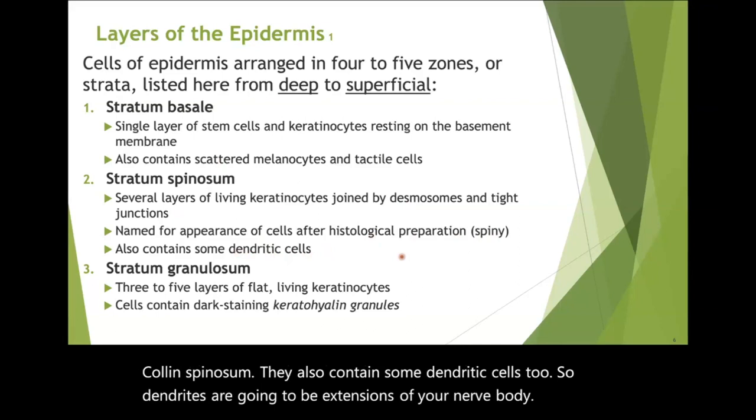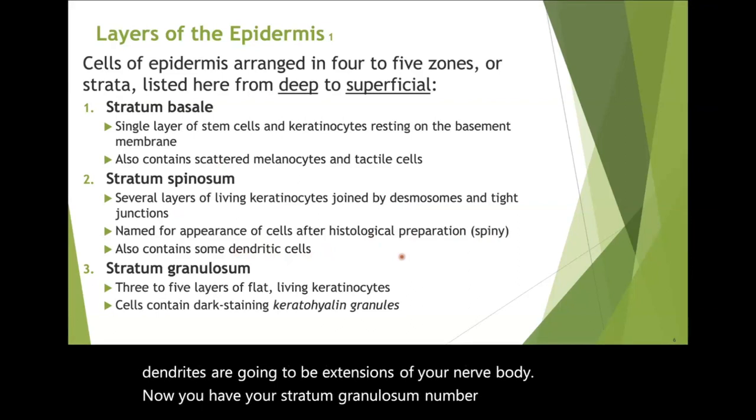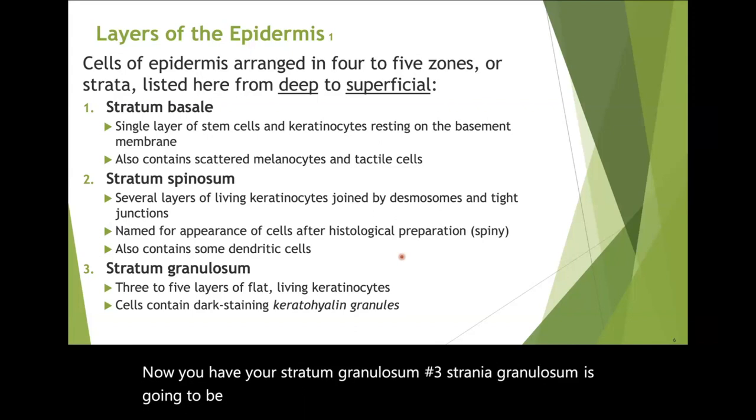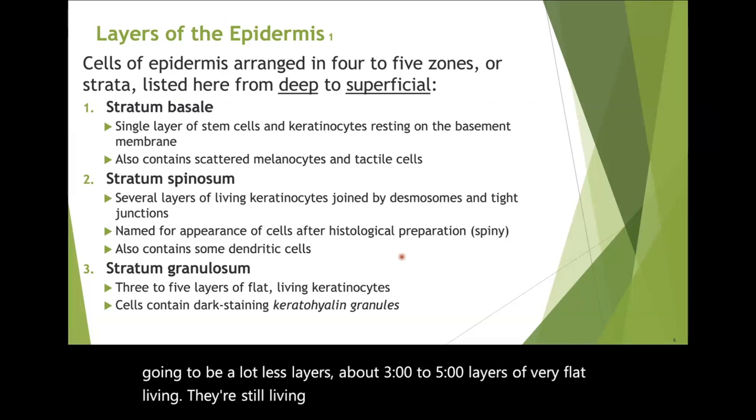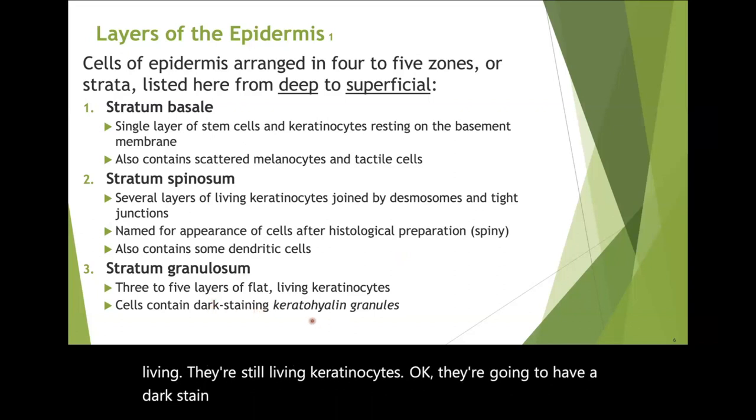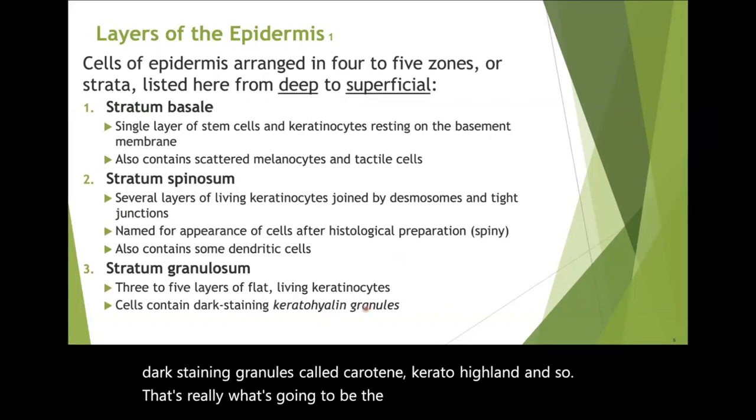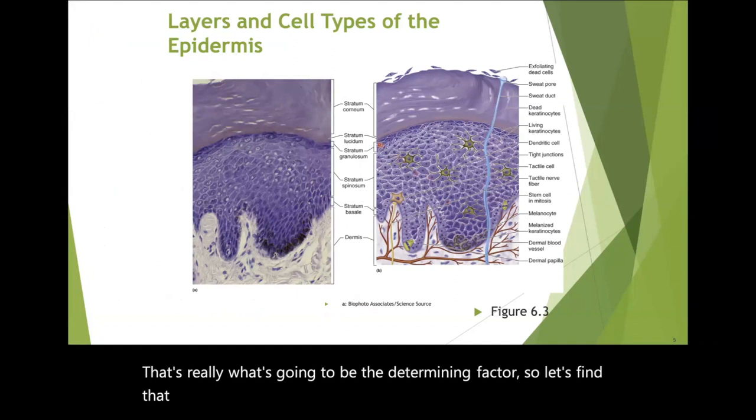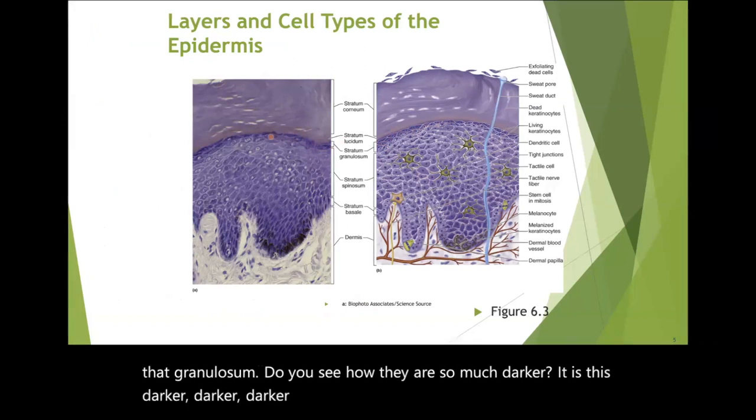Now you have your stratum granulosum, number 3. Stratum granulosum is going to be a lot fewer layers, about 3 to 5 layers of very flat, still living keratinocytes. They're going to have dark staining granules called keratohyalin. And so that's really what's going to be the determining factor. So let's find that granulosum. Do you see how they are so much darker? It is this darker, darker, darker layer here.